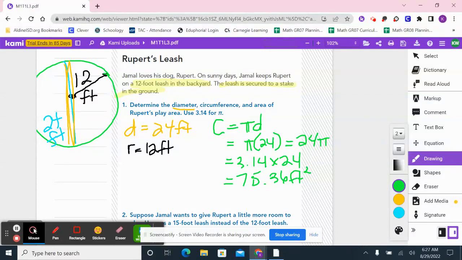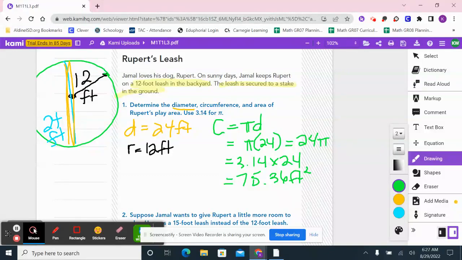Here's my work for number 1. I identified my radius to be 12. The diameter you should have identified to be twice that, so 24. And then I remembered what my formula was for circumference. To find that, we multiply the diameter times pi, which is 3.14. When I multiply that, you should have gotten 75.36 feet.